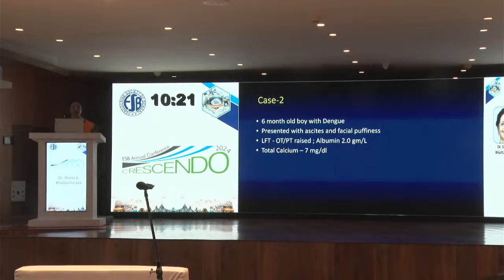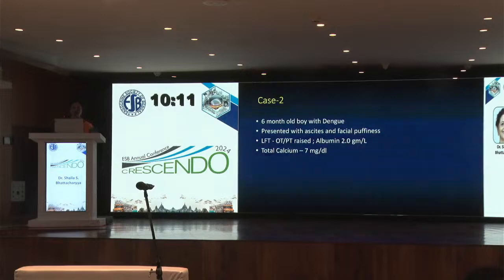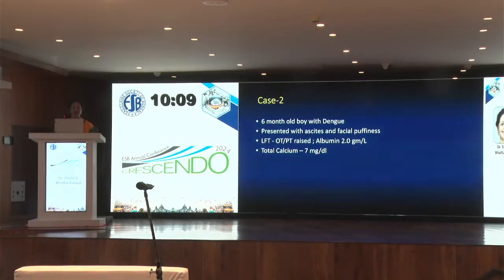So moving on to the second case, a 6-month-old baby with dengue fever recently came to our hospital, and from the ICU I got a call because the total calcium was 7 milligram and the child had ascites, facial puffiness. As usual, the LFT, SGOT, SGPT were raised and albumin was 2 gram per liter. So what would you do?